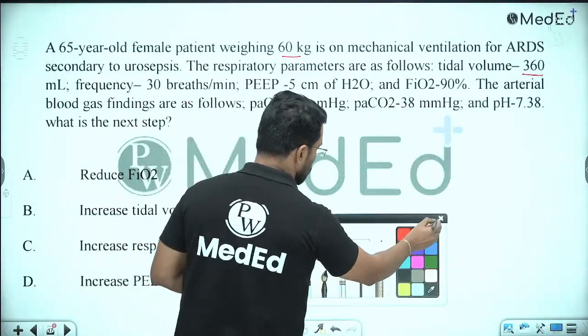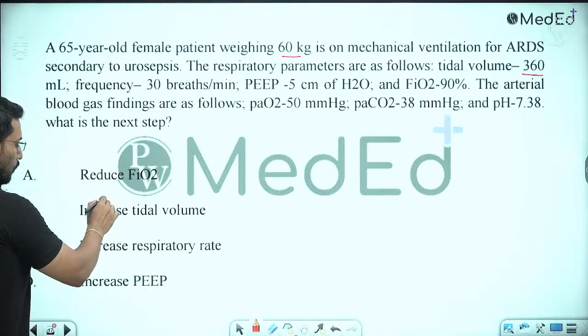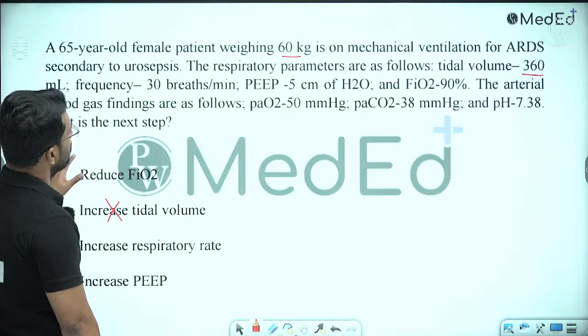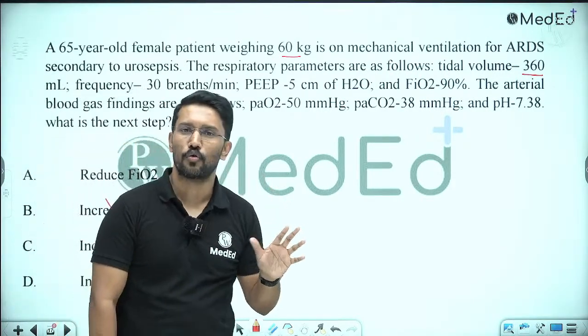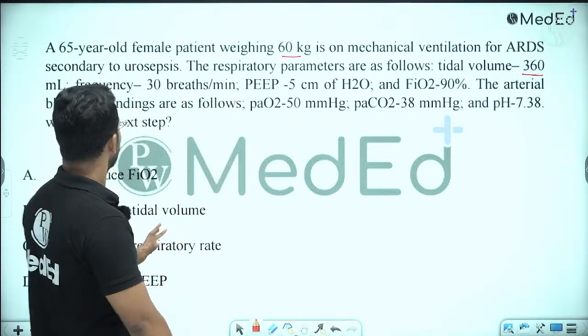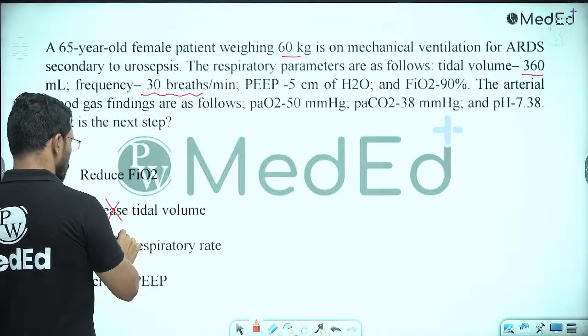Do I need to change the tidal volume here? Absolutely no, right? Do I need to increase the tidal volume? No, right? Do I need to increase the respiratory rate? Generally, we keep the respiratory rate in the range of around 10 to 14 per minute. Okay, we don't really need to give more than that. Here the patient is already having a higher frequency. So certainly I don't need to increase the respiratory rate.